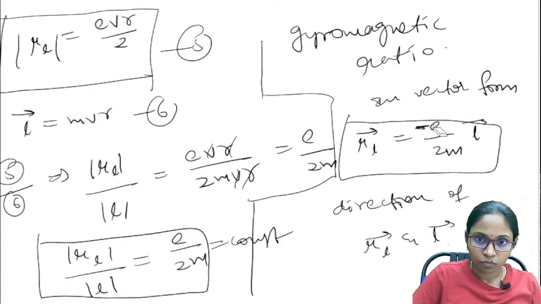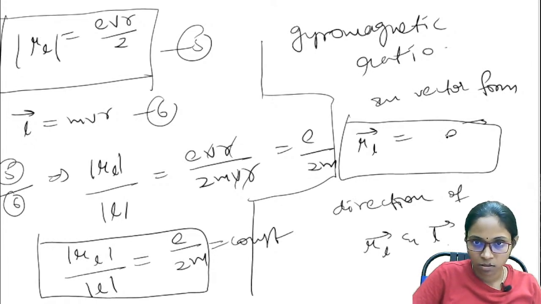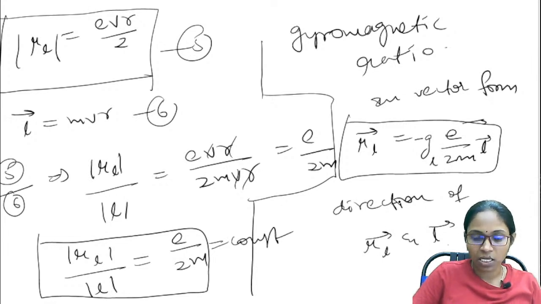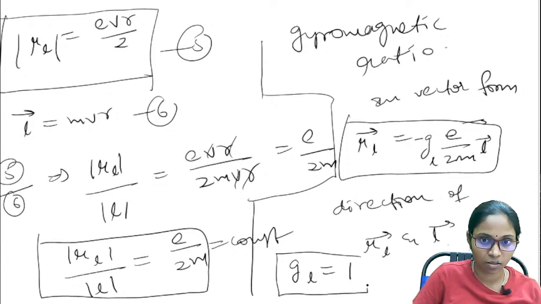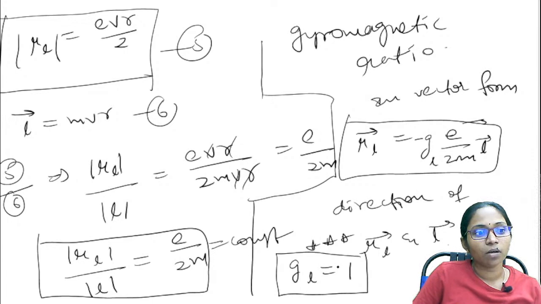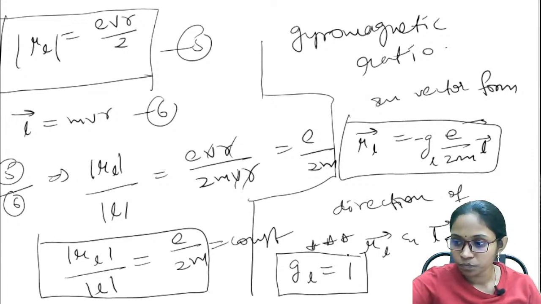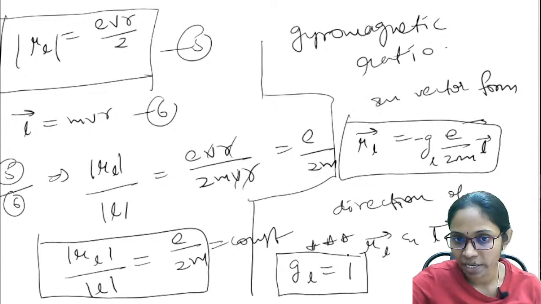Minus E by 2m times L vector. Here we have the minus sign, and here I am taking G L. G L is a constant which is known as the Landé g factor, whose value is equal to 1. It's very important. G L value is equal to 1, the Landé g factor.